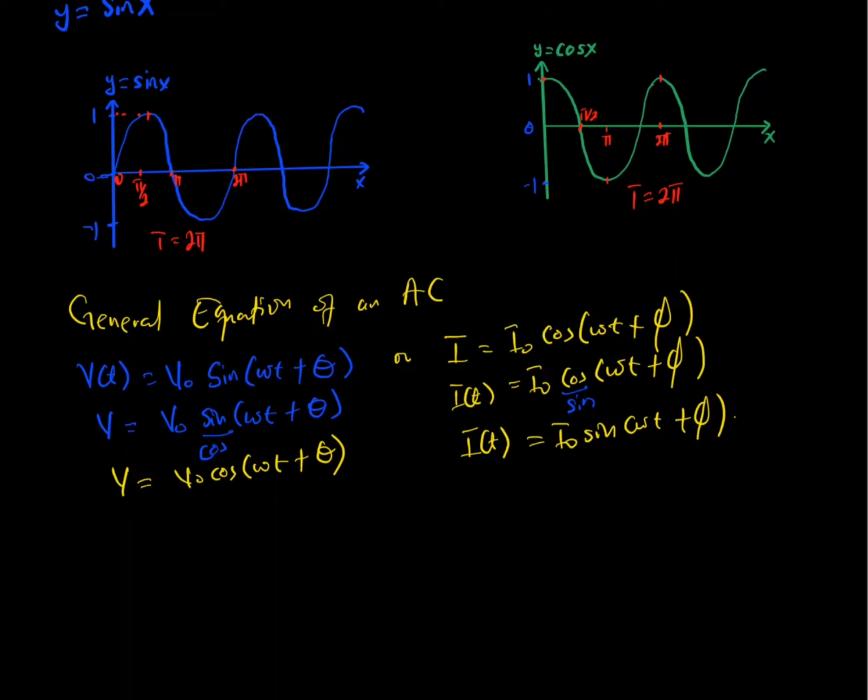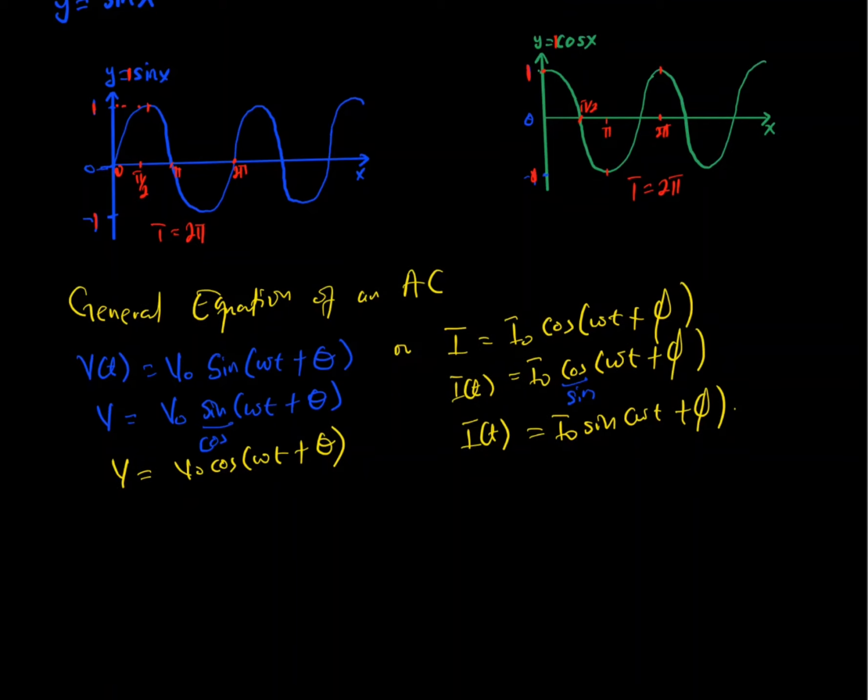For a sine signal, as we saw here, the amplitude was 1, alternating between 1 and minus 1. This is because here we have 1, and here too is 1. So the amplitude is 1 here. So V0 and I0 are what we call the amplitude, or the peak value of the signal, that is the current or voltage signal.